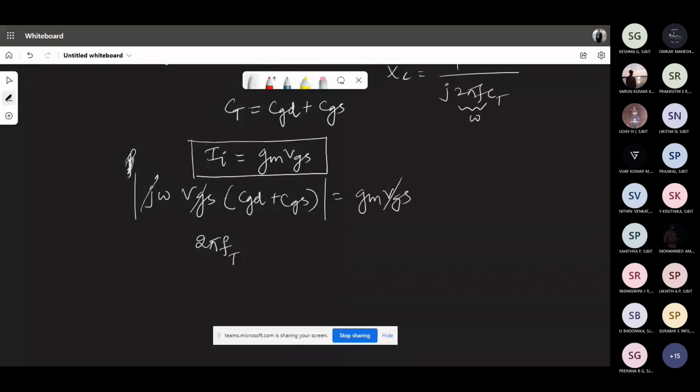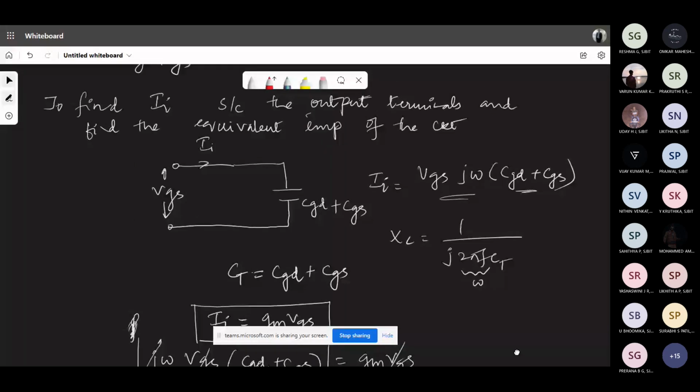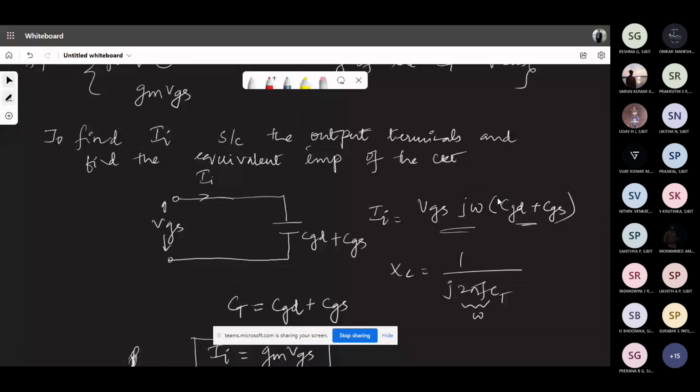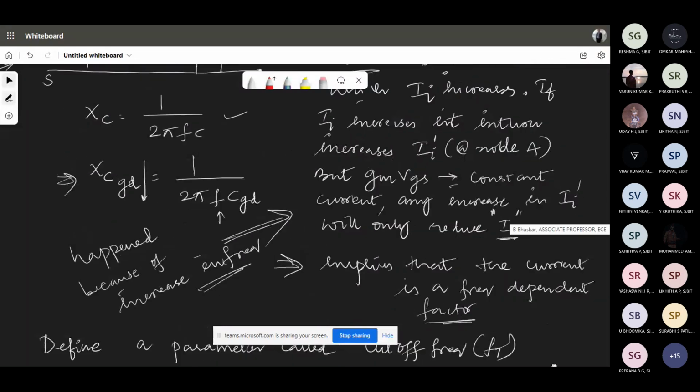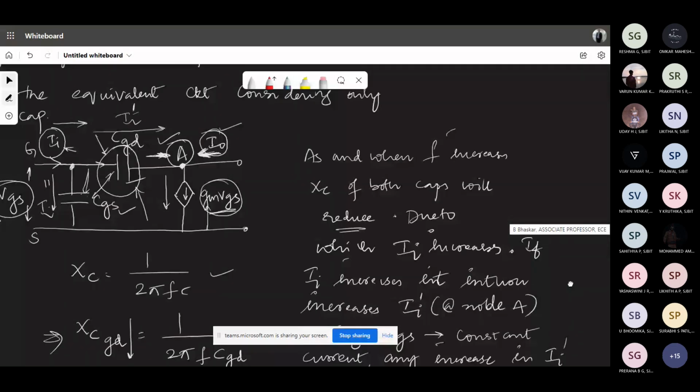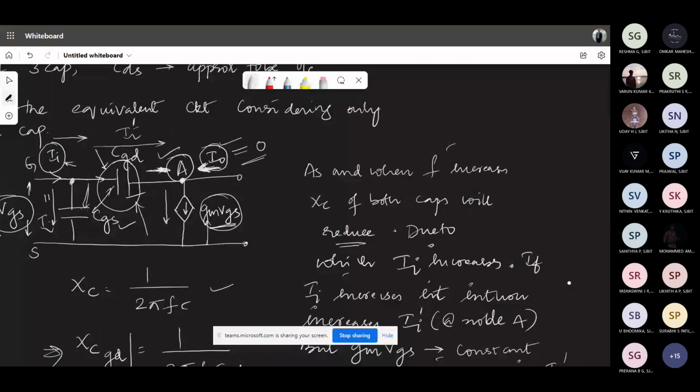I have already defined that above. Where is it? Right here. fT is nothing but the frequency at which the magnitude of Ii becomes equal to gm times VGS, which means that this current flowing here, Io, becomes equal to 0. So the current here and the current here are one and the same. That is the meaning of it.